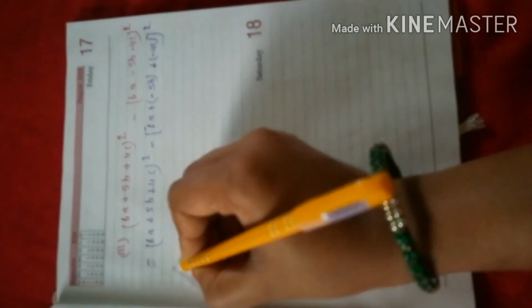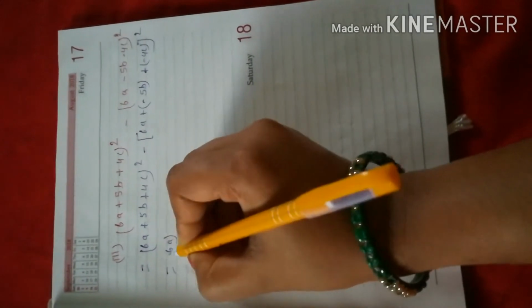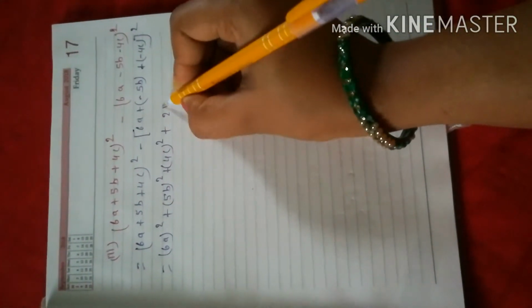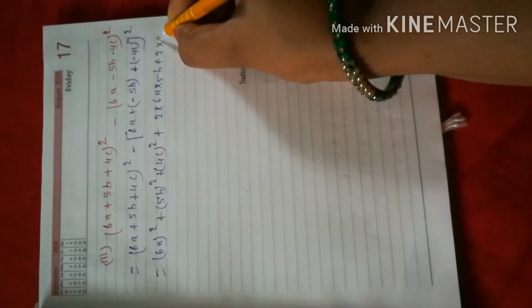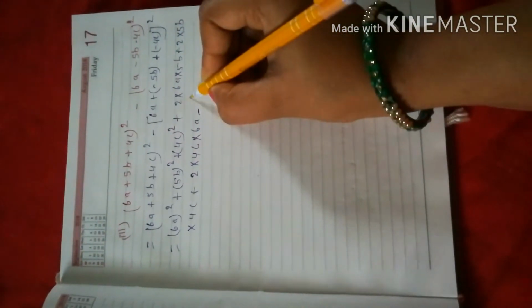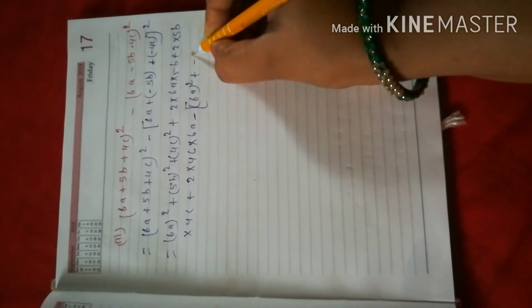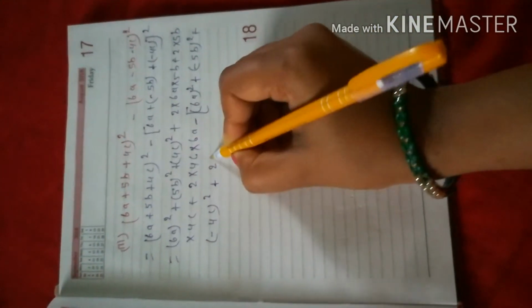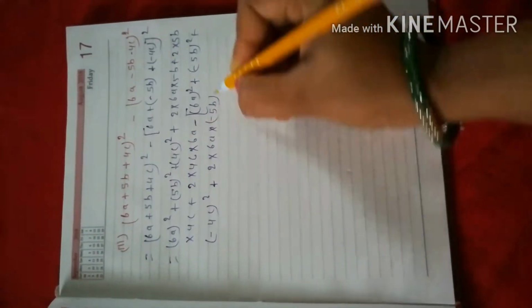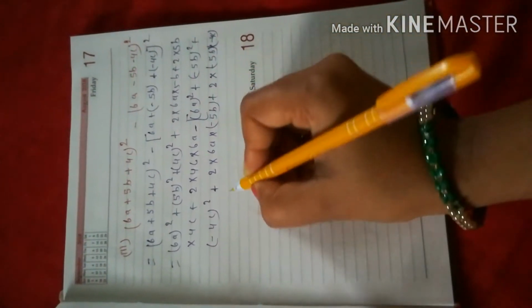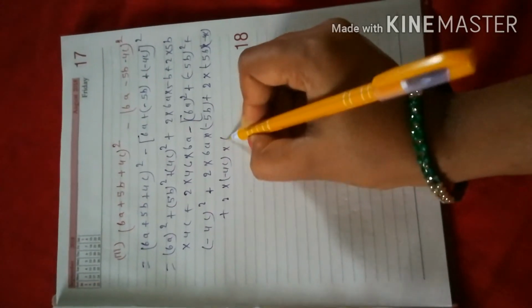Now we can use the identity a square plus b square plus c square plus 2ab plus 2bc plus 2ca. 6a whole square plus 5b whole square plus 4c whole square plus 2ab, 2 into 6a into 5b plus 2bc, 2 into 5b into 4c plus 2ca, 2 into 4c into 6a minus, then we will write 6a whole square plus minus 5b whole square plus minus 4c whole square plus 2ab, 2 into 6a into minus 5b plus 2 into bc, minus 5b into minus 4c plus 2ca, 2 into minus 4c into 6a.